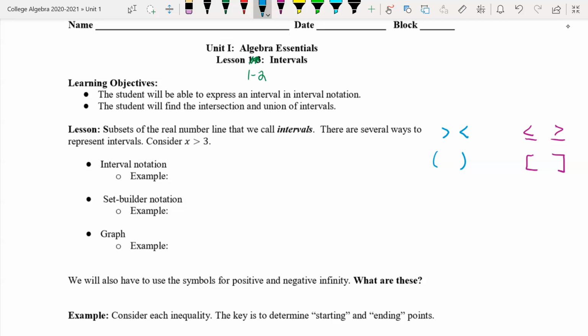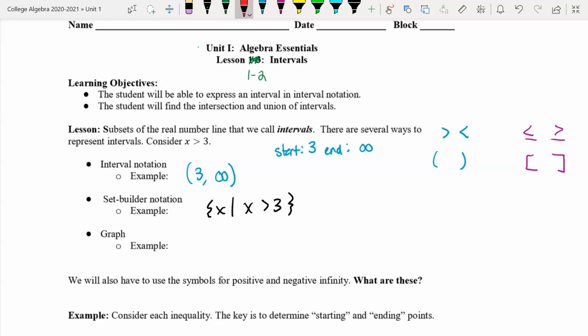The easiest way to determine intervals is your start and end points. If I say greater than 3, it means I'm starting at 3 and going to positive infinity. In interval notation, this is a greater than sign, so that's a parenthesis. Positive infinity is also a parenthesis. Anytime you use an infinity sign, whether positive or negative, it's going to be a parenthesis. Set builder notation is pretty simple. You say x such that, x with a line, x is greater than 3, and then you end your set.